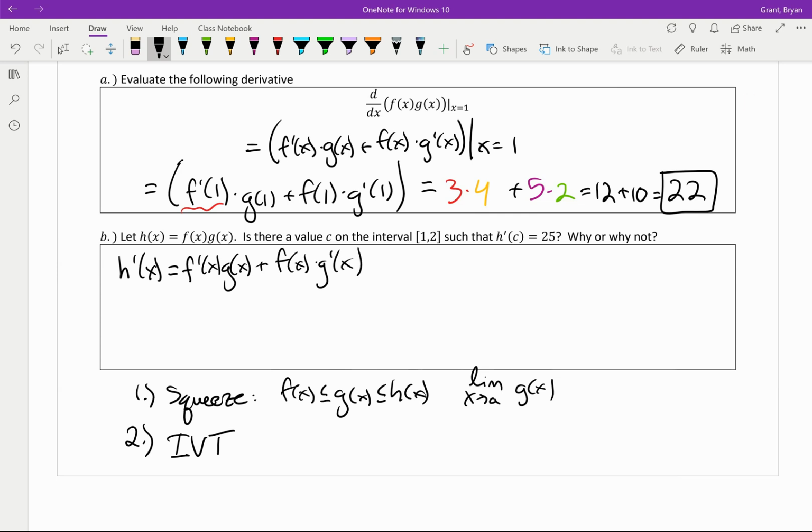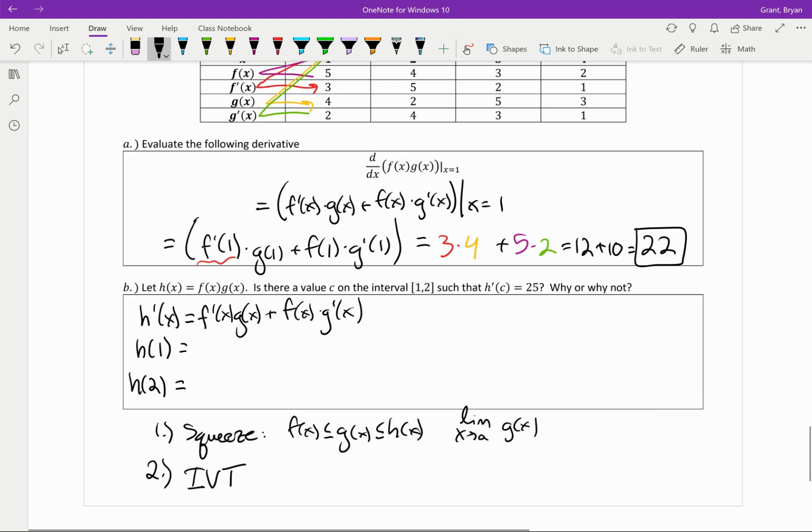How does the IVT work? Well, the IVT works if you look on this interval and the outputs of the endpoints border what you're trying to find, border this output, then it's going to work. So I think we probably need to find the outputs of the endpoints, right? h of 1 and h of 2, those are the two endpoints.